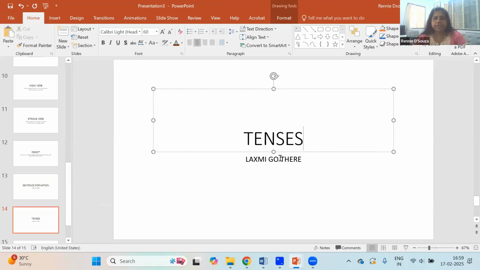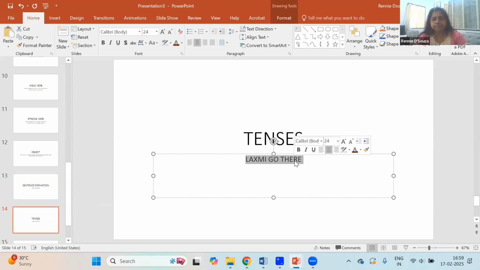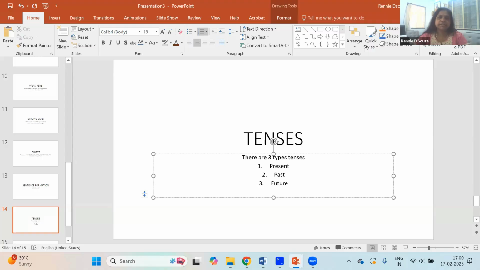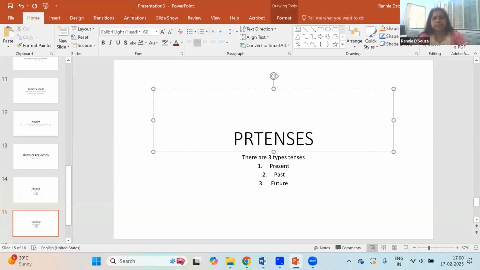Now let us see tenses. As you know, there are three types of tenses. There are three types of tenses, that is present tense, past tense and future tense. Let us see one by one about these tenses. In tenses, there are three types: one is present tense, past tense and future tense.